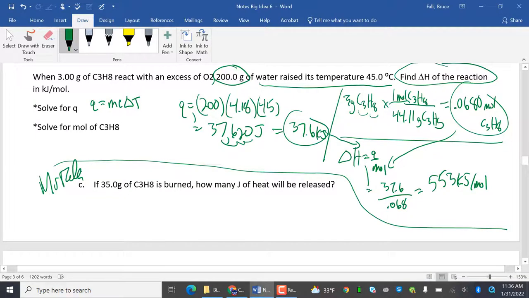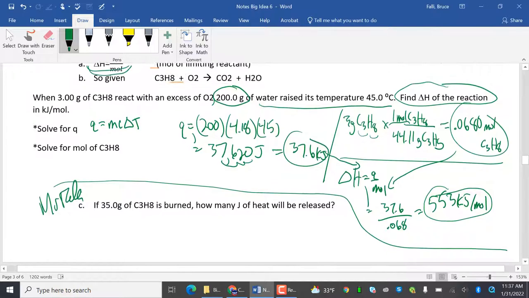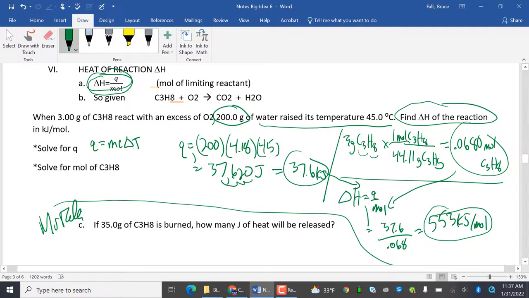Okay, so 35 grams of C3H8 is burned. How many joules of heat will be released? So we have to use this delta H from before. And this tells us 553 kilojoules. On this, it raised it 45 degrees, so that means that heat is produced. So that gives us 553 kilojoules.